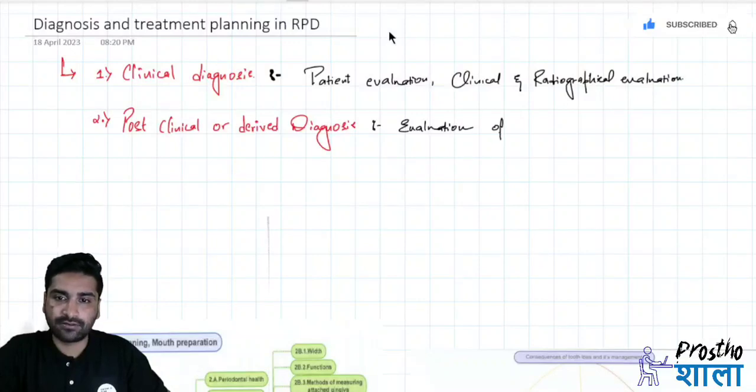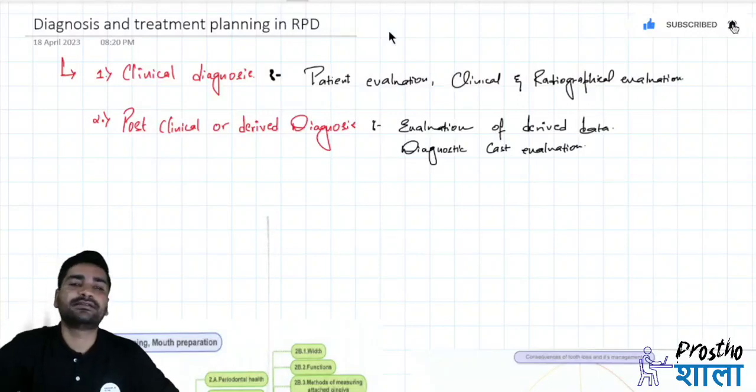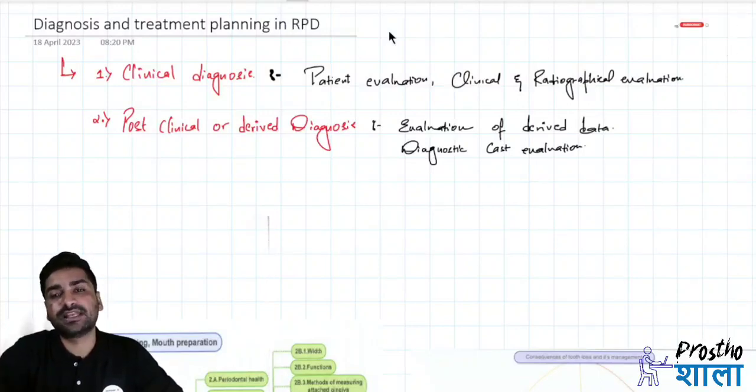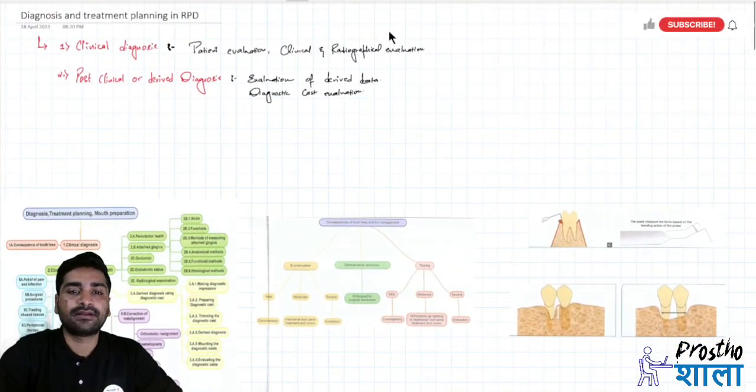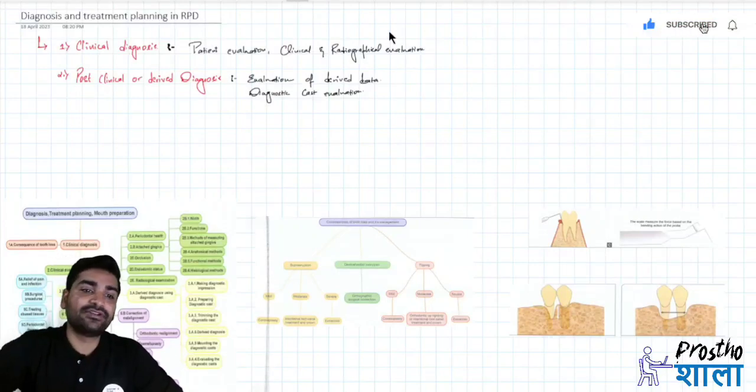So the post clinical diagnosis is usually associated with evaluation of the derived data, and along with that the diagnostic casts evaluation is also included in diagnosis, and that is part 2 of the diagnosis, that is post clinical or derived diagnosis, right?